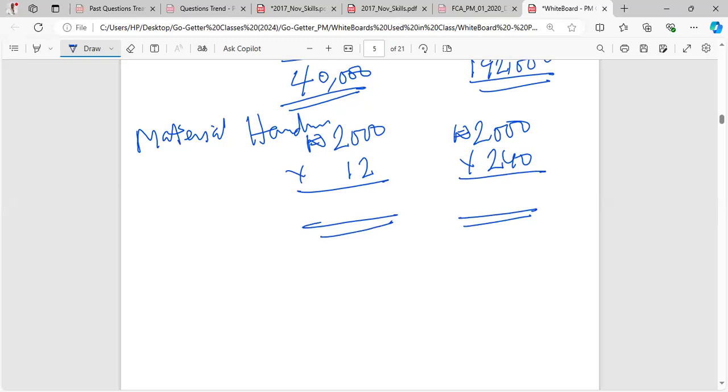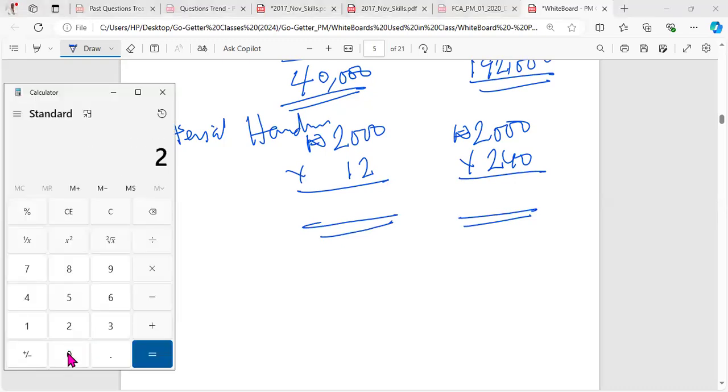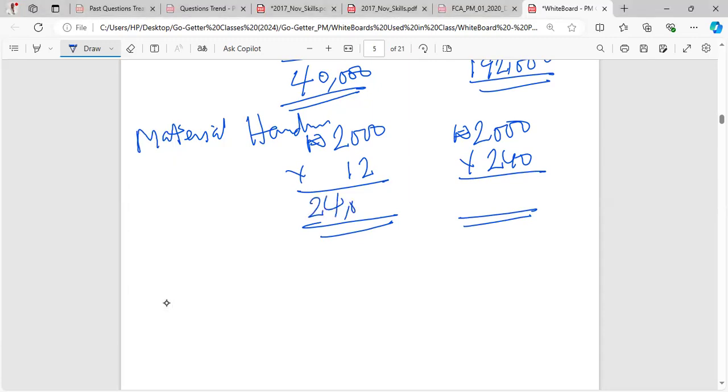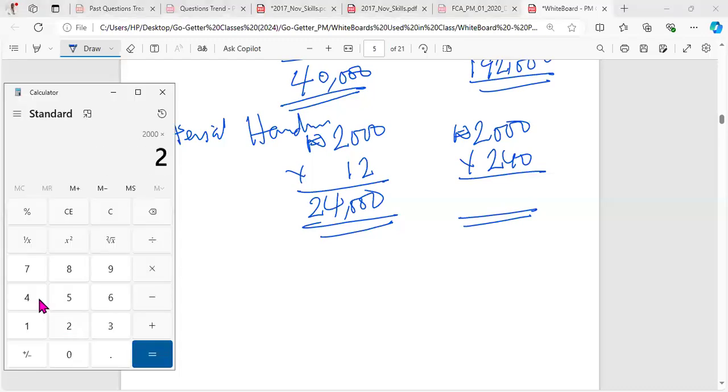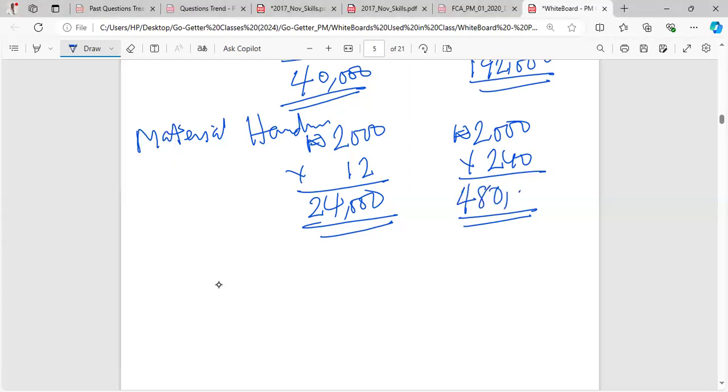Okay, so let's calculate again. 2,000 times 12 should give me 24,000. This is 24,000. And 2,000 times 240 should give me 48,000 or 480,000. Let's see. 2,000 multiplied by 240 is 480,000. And now the last one is other overheads.